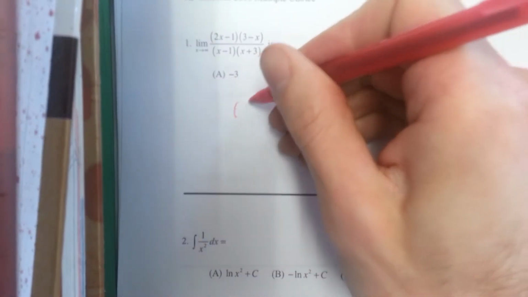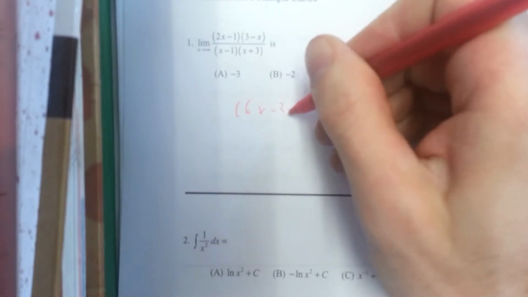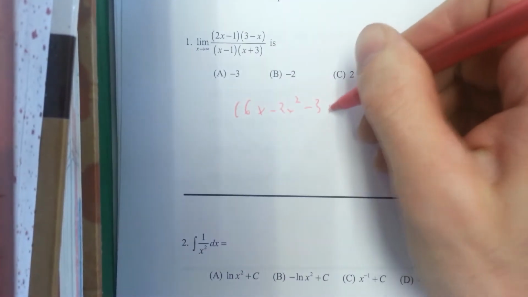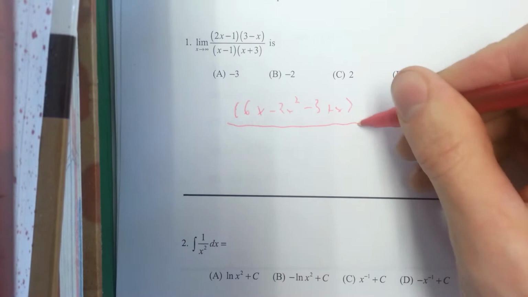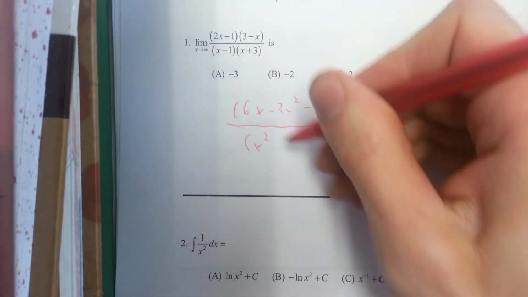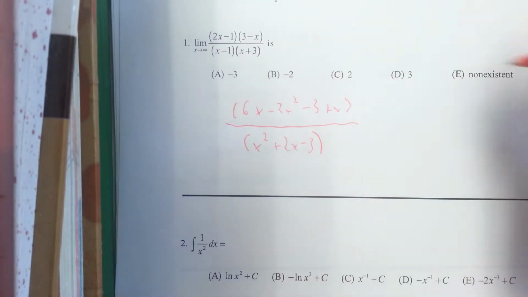I'm going to just FOIL. I'm going to get 6x minus 2x squared minus 3 plus x. And that is all going to go over, I'm just going to FOIL the bottom. We get x squared plus 2x minus 3. So we look at this.